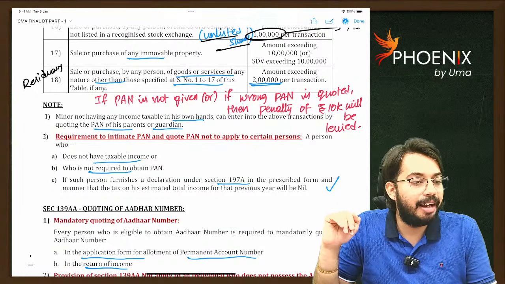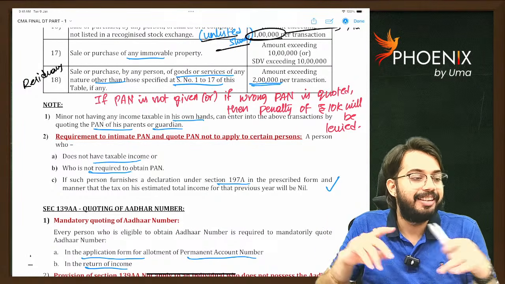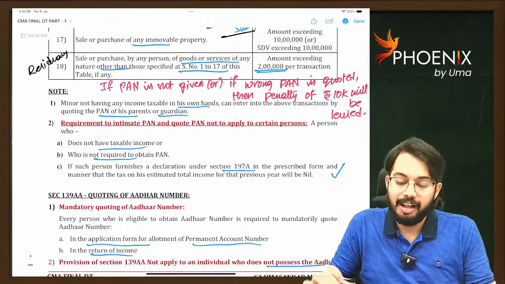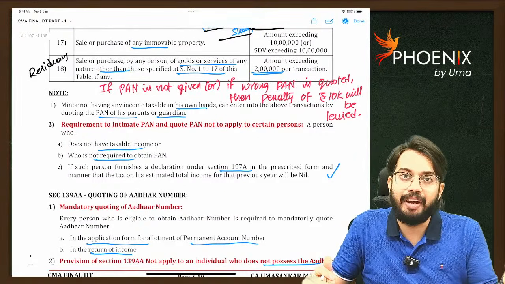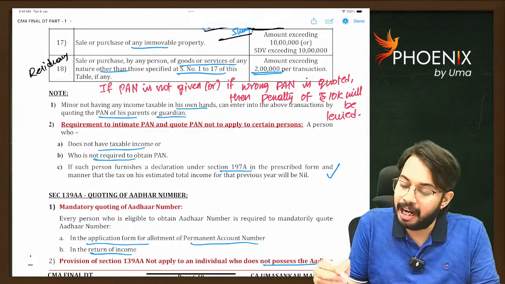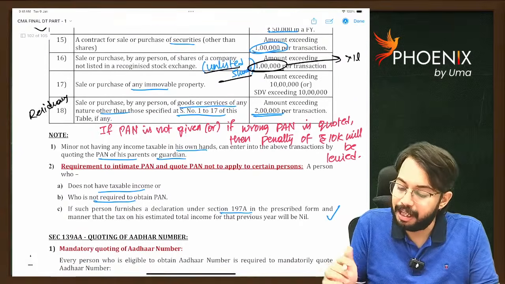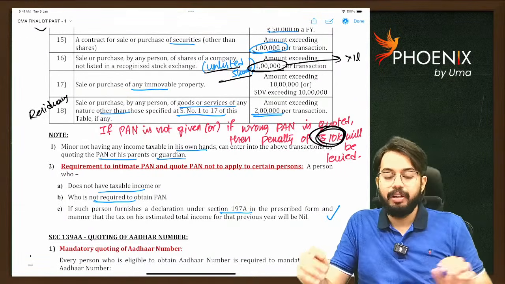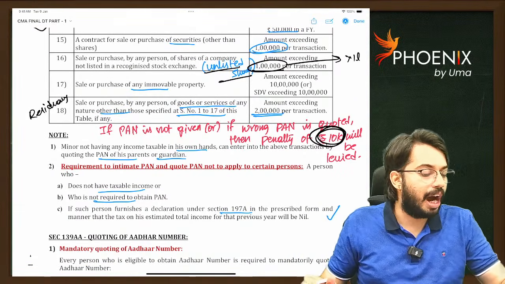Another student asks: Sir, what if PAN number is not given? If PAN number is not given, then a penalty of 10,000 rupees will be levied. Next, I will discuss ITR-U with you.